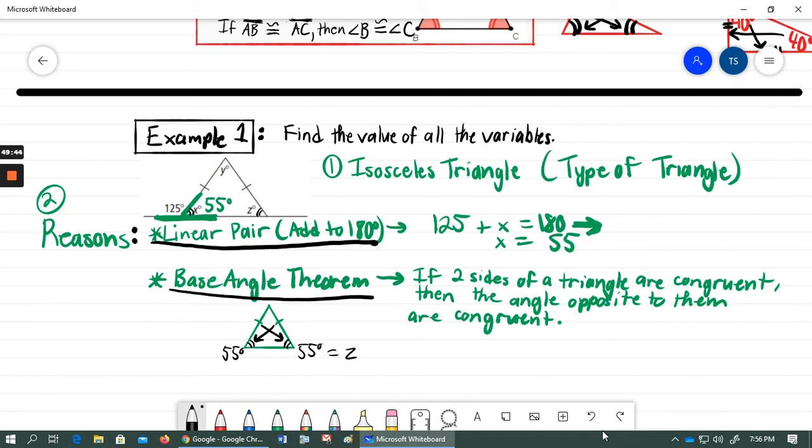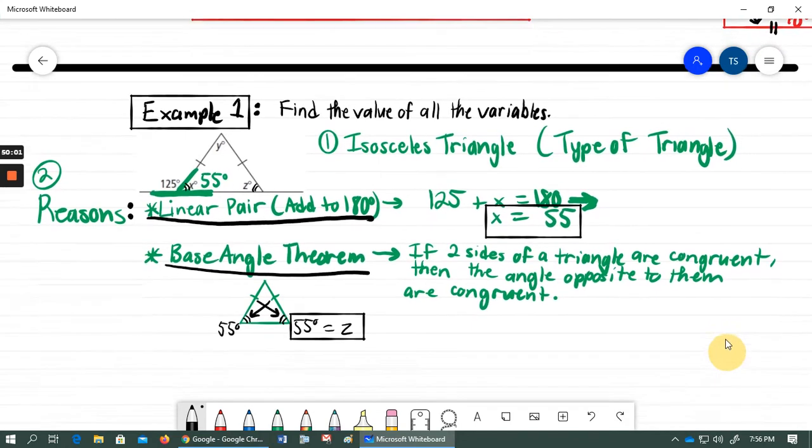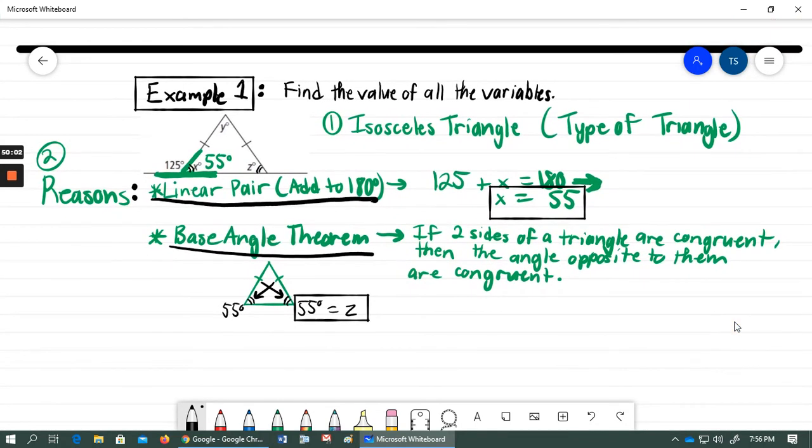All right, so right now we've got X. We've got Z. Okay. All right, next up, let's find out what Y is, right? I need you to put your reasons up there. I need to know that you know what you're talking about. I need to know.